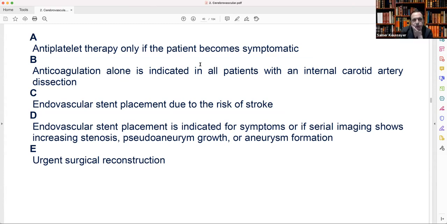Question from anybody in the group? Let me see. We said, when should we intervene in traumatic carotid dissections? We talked about it. We should intervene if the patient becomes symptomatic, or has a pseudoaneurysm, aneurysm, or extravasation. This is, I think, the main indication for intervening in traumatic carotid dissections.